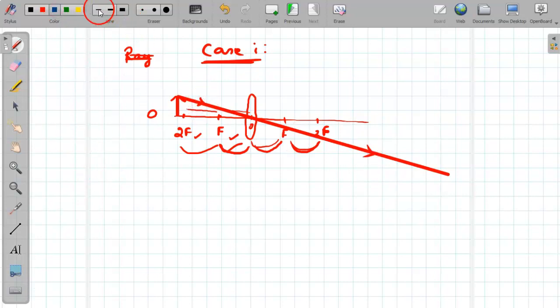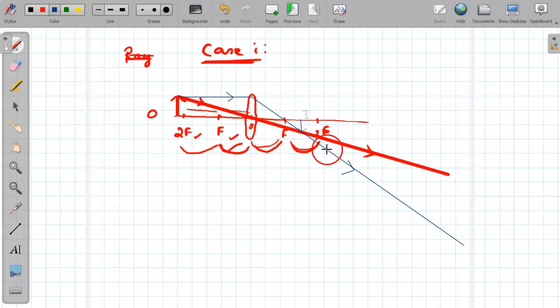And second rule, if the light rays are parallel to the principal axis, it will pass through the principal focus. And don't forget to draw the arrow mark. Now you can see at this point the light rays are meeting at this point. So this point, the point of intersection of the two rays, here the image is formed at this point. Here you can see the image.